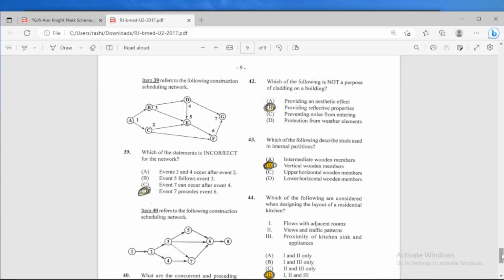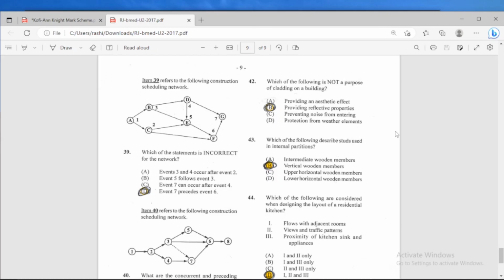Item 39 refers to the following construction scheduling network. Which of the statements is incorrect for the network? Is it that events 3 and 4 occur after event 2, event 5 follows event 3, event 7 can occur after event 4, or event 7 precedes event 6? Event 7 precedes event 6. That's incorrect, because we would need to do event 6 first before we can do event 7 over here. So the answer here would be D.